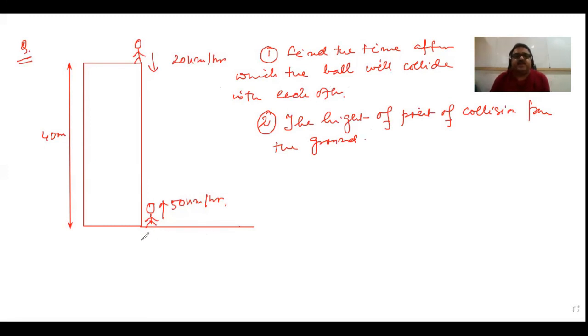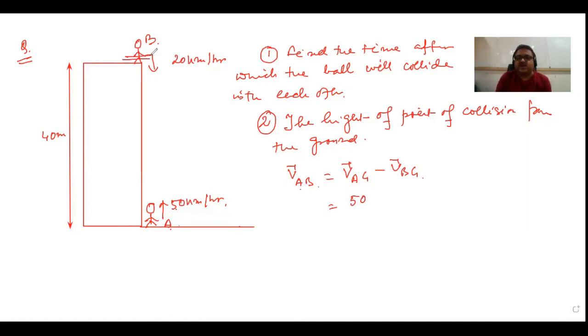So what do we do here? Let me tackle the problem in this way. First of all, let's make any one person the observer. So name this person A and name this person B. Now look, velocity of A with respect to B. What is that? Velocity of A with respect to ground minus velocity of B with respect to ground. What is the velocity of A with respect to ground? A is throwing this ball in the upward direction, so it is 50.